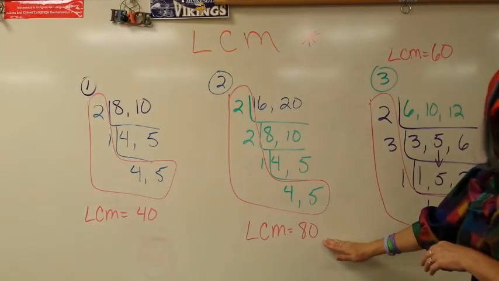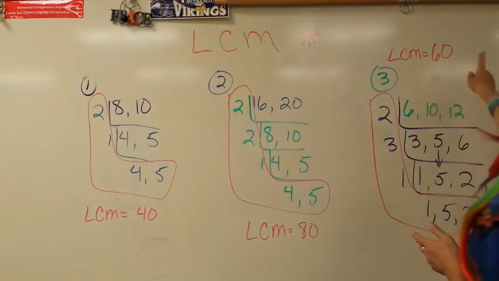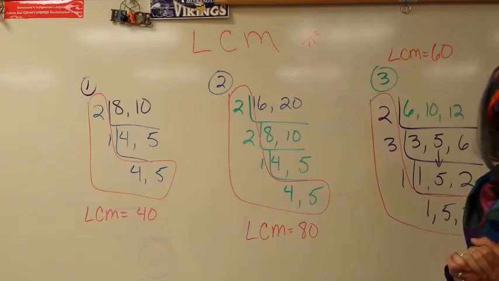Least common multiple for number 2 is 80. And, oh my, least common multiple for number 3 is 60.